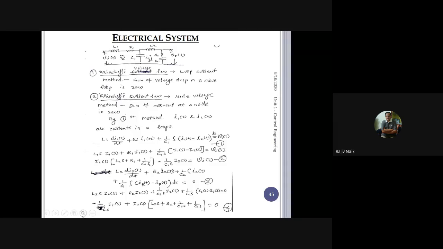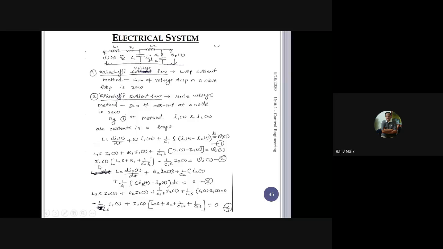So here I have taken L1s I1 of s, R1 into I1 of s, plus 1 upon C1, because it is a common element, coupler element. I1 minus I2 will come here, integration because it is a capacitor. After taking a Laplace transform, integration means 1 upon Cs. So 1 upon C1s into I1 of s minus I2 of s is equal to the supply voltage.